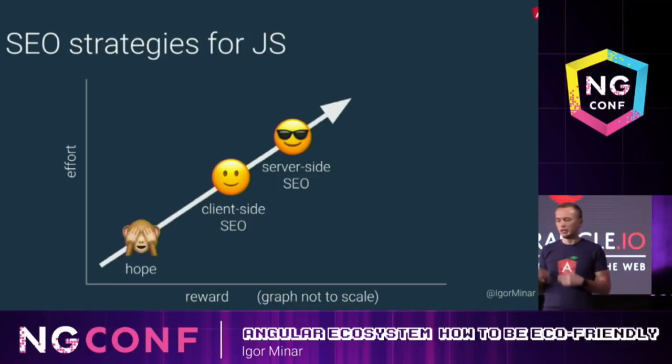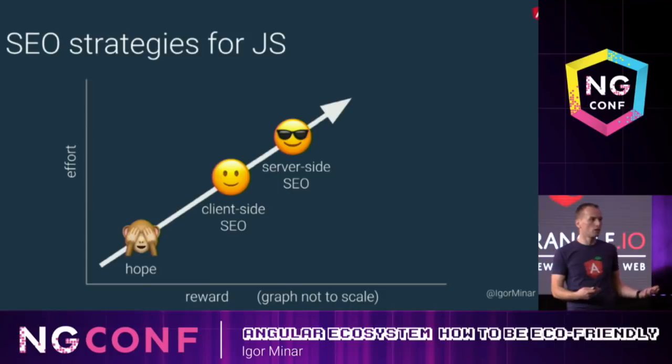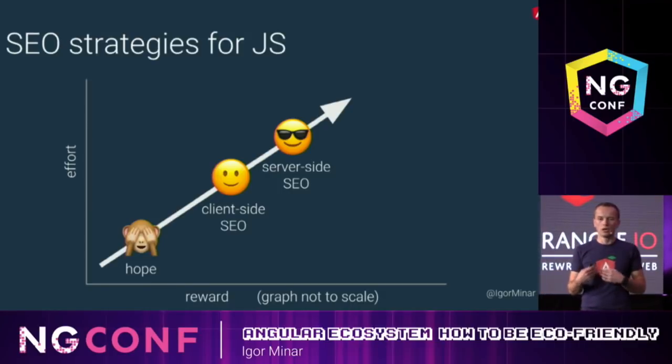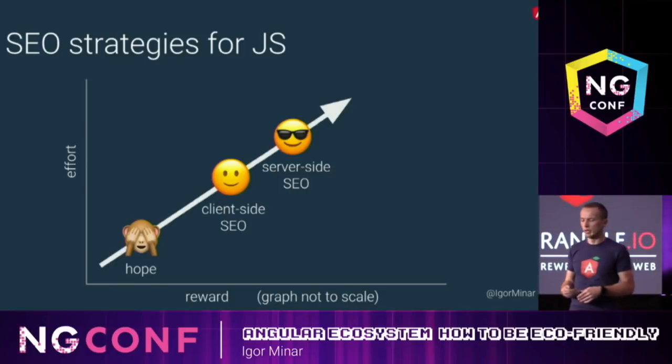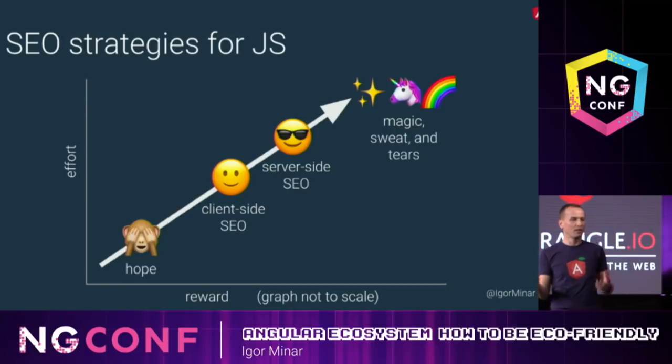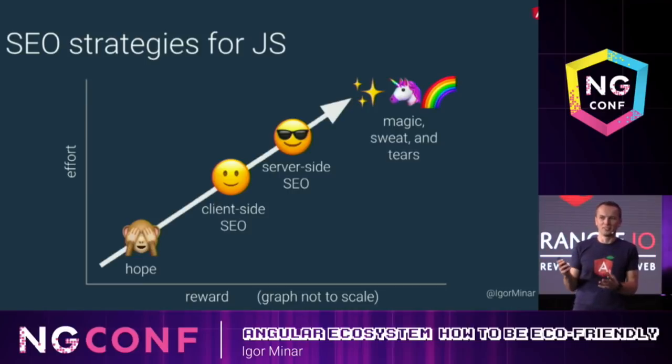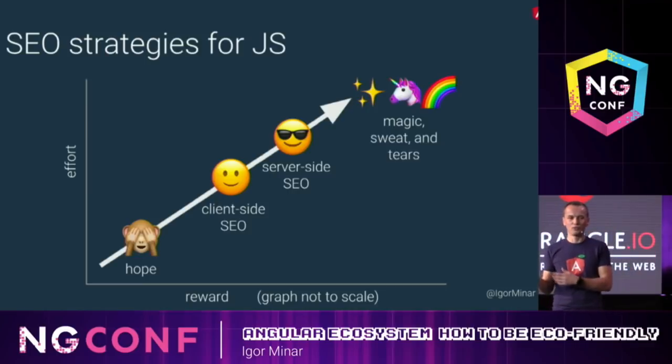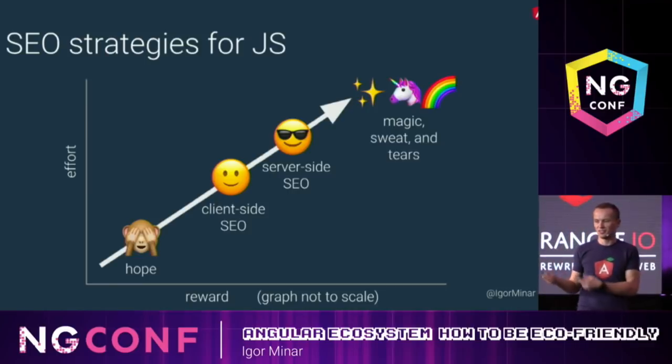Server-side SEO is possible. We have Angular Universal. You can run your own servers. If you have expertise in running servers, this is an option for you. You will get better results, but again, there is more effort to put in. And lastly, the amount of options and tweaks you can do, the metadata you can provide to different tools, is almost unlimited. And if you put in the effort, you maybe see rainbows and unicorns in your website.